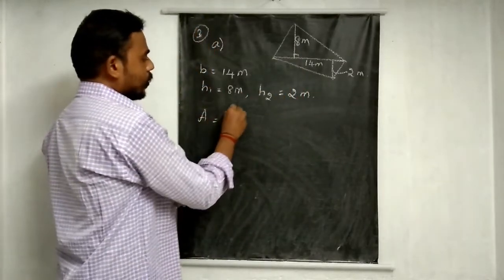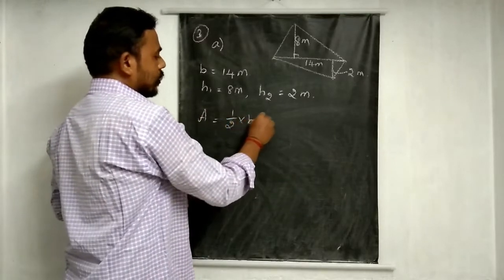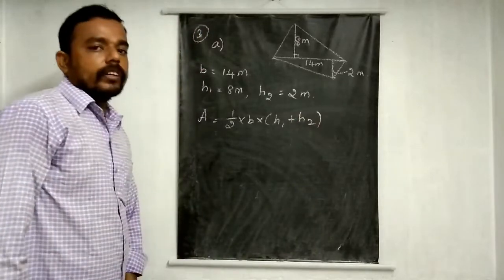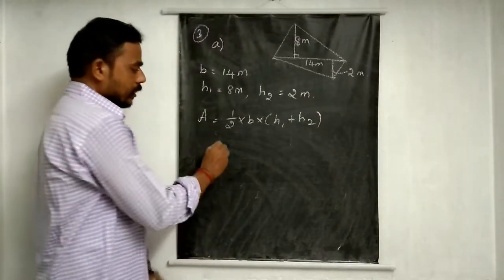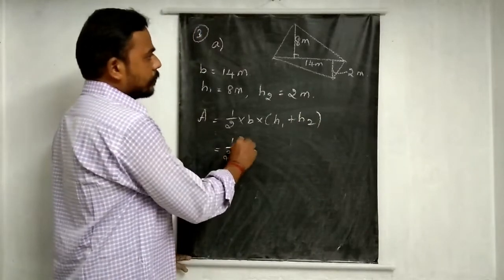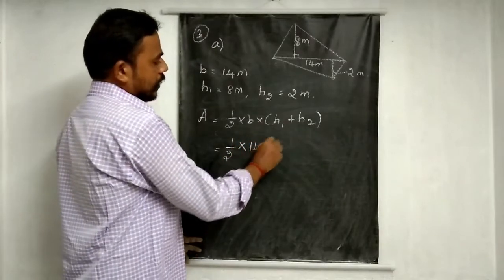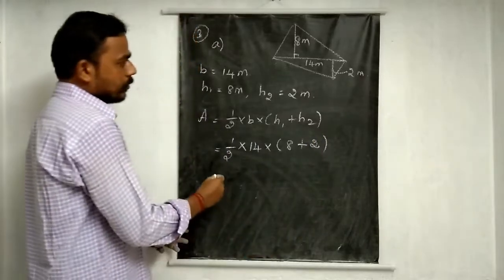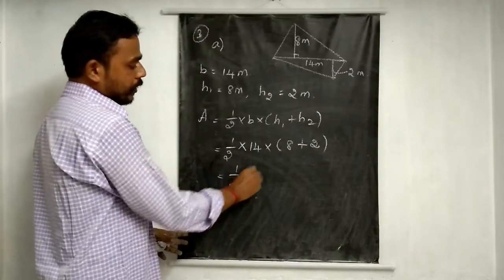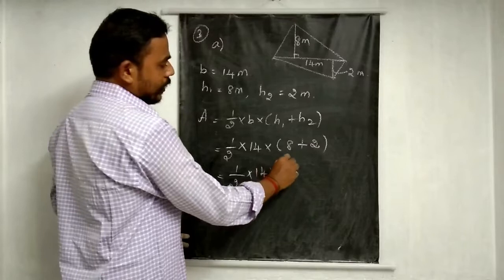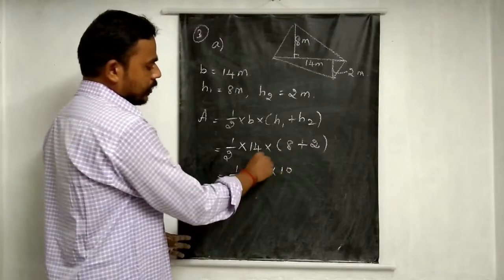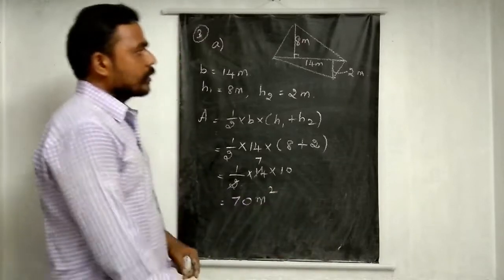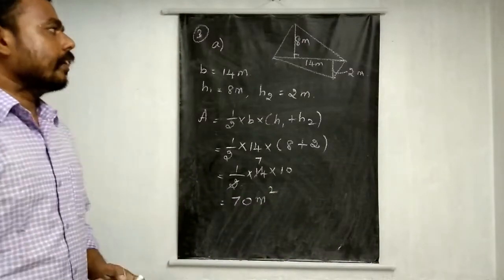So area equal to 1 by 2 into base into H1 plus H2. This is the area of the quadrilateral. So 1 by 2 into base 14 into H1 8 plus H2 2. So 1 by 2 into 14 into 10, 7 tens are 70 meters square. This is the area of the quadrilateral.